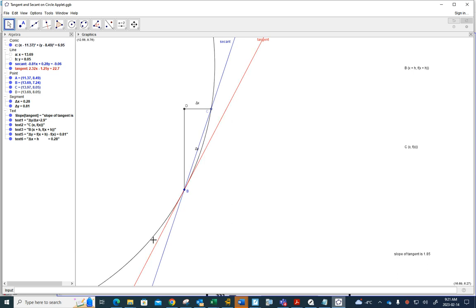The red line is our tangent line. The blue line is our secant line. If the points B and C were closer together, can you see that the secant line is getting closer and closer and closer to the tangent line? The closer I put these 2 points together, the closer my secant line becomes my tangent line.